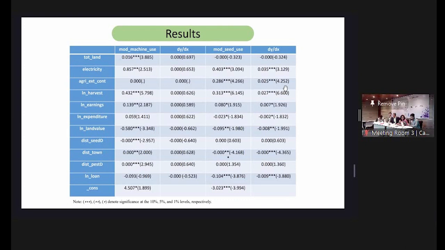We have taken a natural logarithm of them, and we have found the significance. We have found almost similar significant relationships for these two variables.